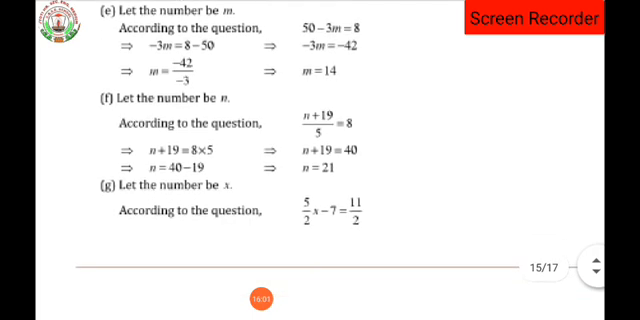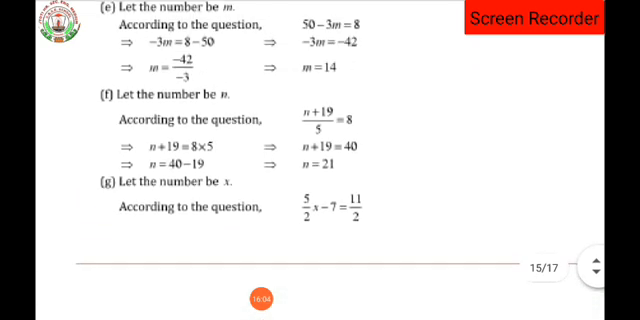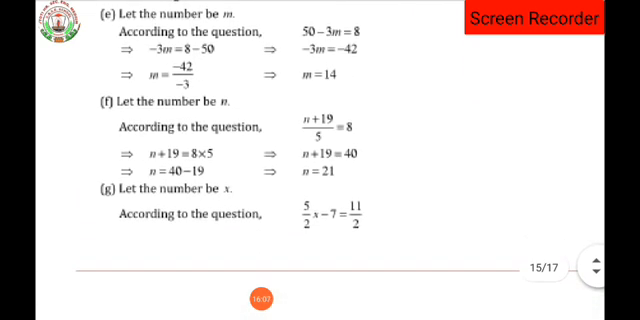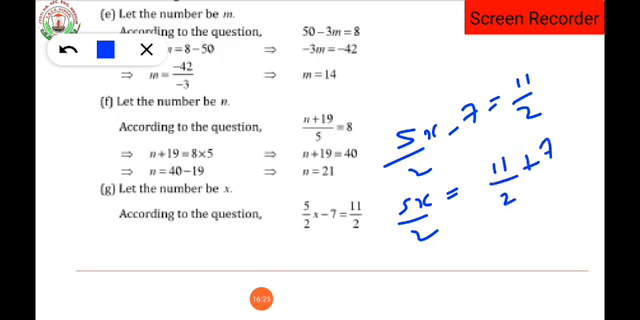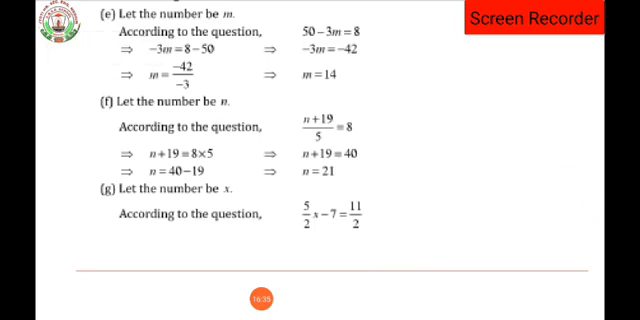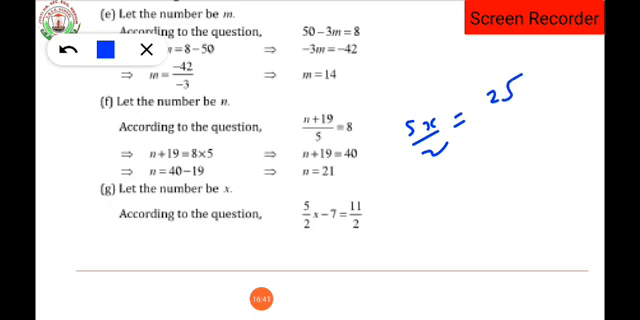Clear everyone? So in this way, dear students, you have to solve the equations very nicely. First read the question very carefully, then try to solve the question. So here, the equation we had created is 5x upon 2 minus 7 is equal to 11 by 2. So here 5x upon 2 is equal to 11 upon 2 plus 7. So here 11 plus 2 7s are 14, upon 2. So 25 upon 2 is equal to 5x upon 2. This is the equation we get.